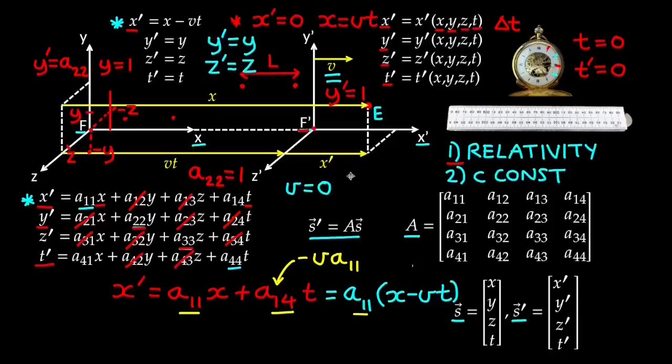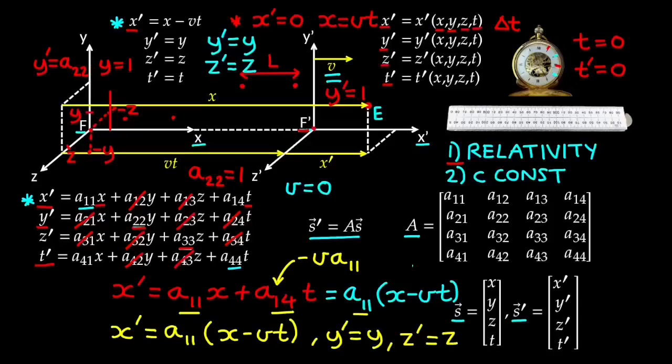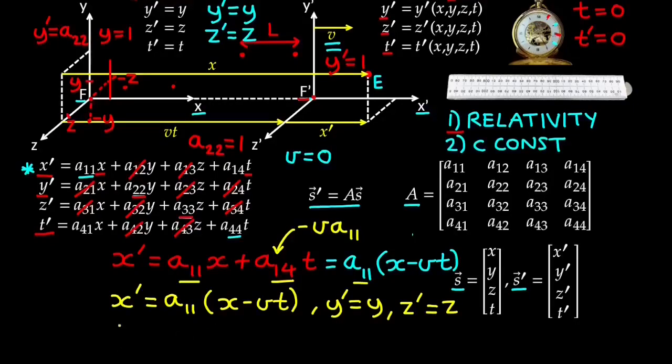So what we've done is reduce our transformation equations to x prime is equal to a constant times the Galilean transformation, y prime is equal to y, z prime is equal to z, and t prime is equal to a41 times x plus a44 times t. So what we have is three unknown coefficients which we need to determine.